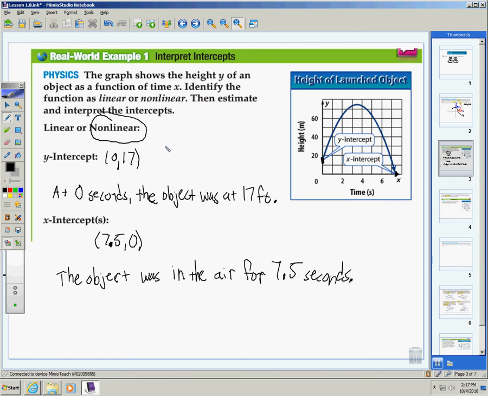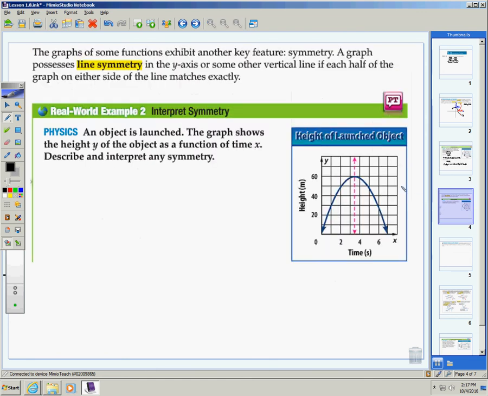So let's look at example 2 very quickly. The first thing we want to talk about is what line symmetry is. So when a graph possesses or has line symmetry in the y-axis or some other vertical line, each half of the graph on either side of the line matches exactly.